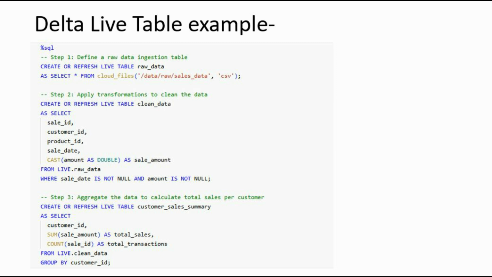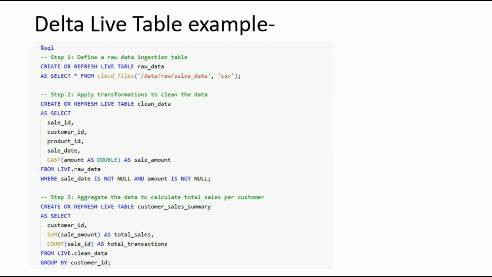Step 2 is data cleaning and transformation. The clean data table applies transformations to ensure the sale date and amount fields are not null, and casts the amount column to a double type for numerical operations.